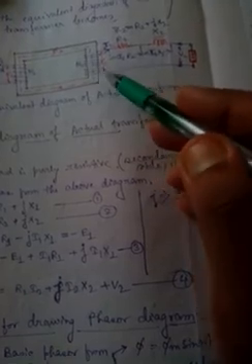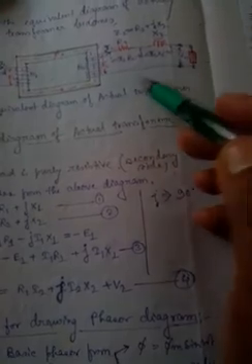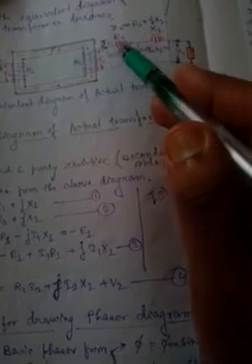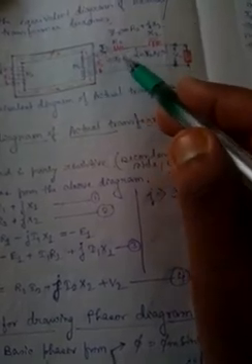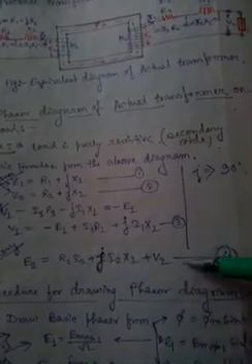Similarly, on the secondary side, the induced EMF is E2, and this will act as a supply to the secondary side. So if E2 becomes a supply, then the total drop across this resistance, this reactance, and this load will be equal to E2. So nothing but E2 equals R2 I2 plus jI2 X2 plus V2. So now we'll come to the phasor diagram.